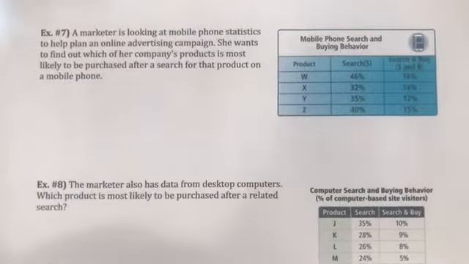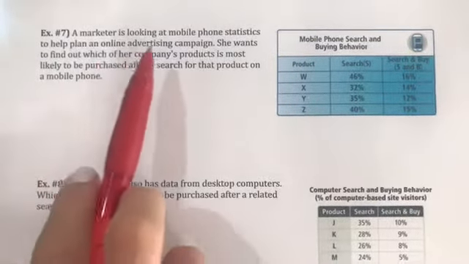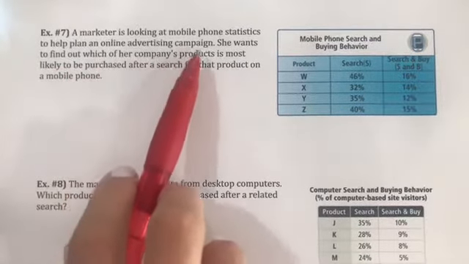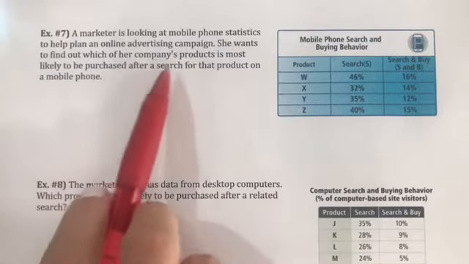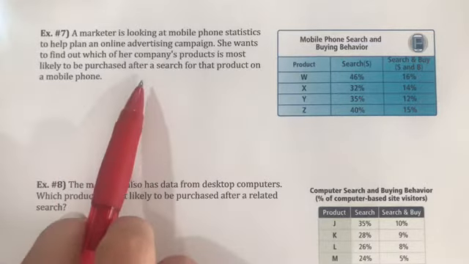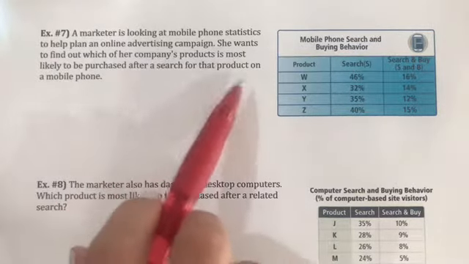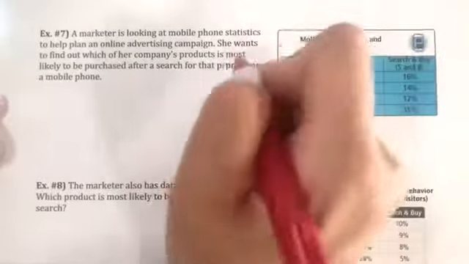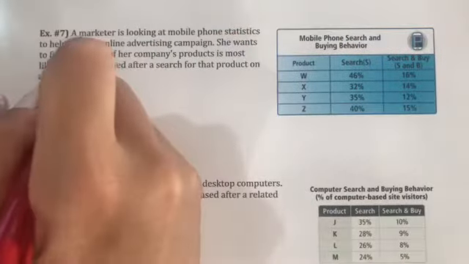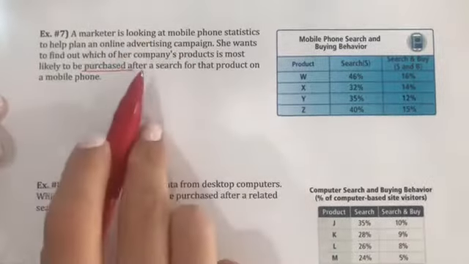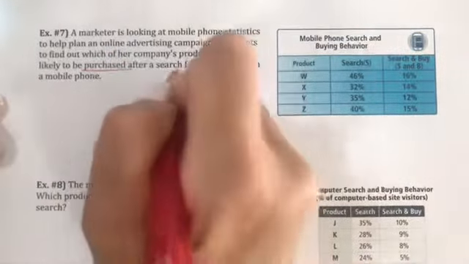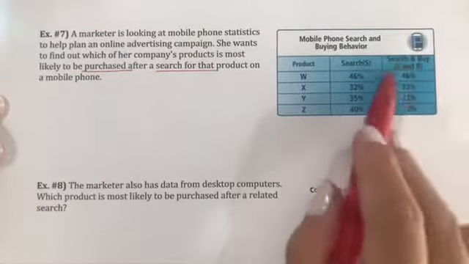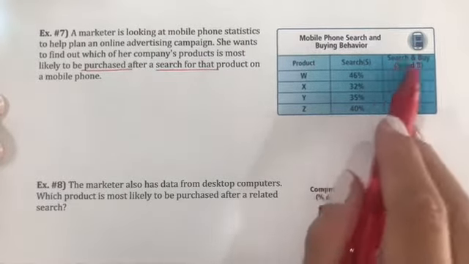All right, so looking at this first example, a marketer is looking at mobile phone statistics to help plan an online advertising campaign. She wants to find out which of her company's products is most likely to be purchased after a search for that product on a mobile phone. So we're talking about purchased, given that they've searched. A purchase would be considered this column here. So search and buy.